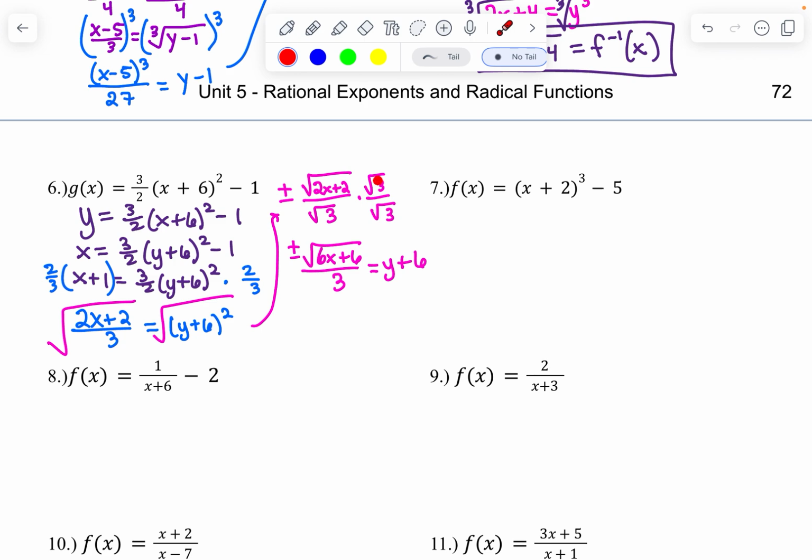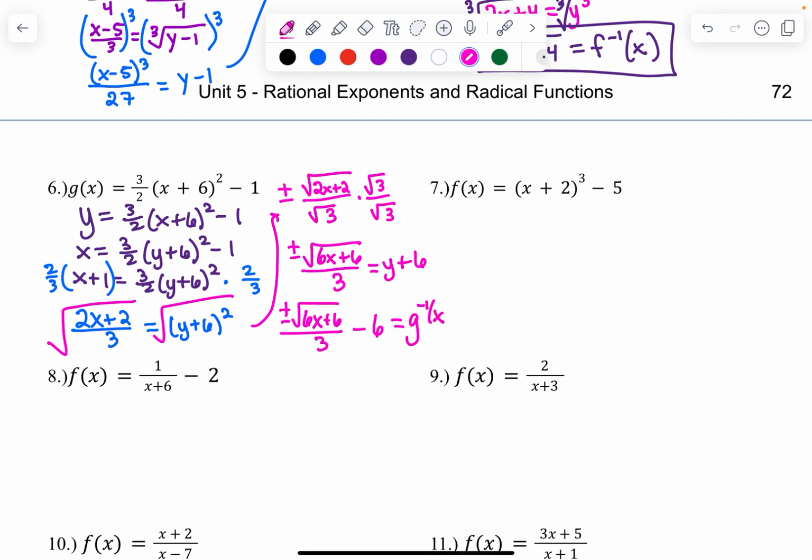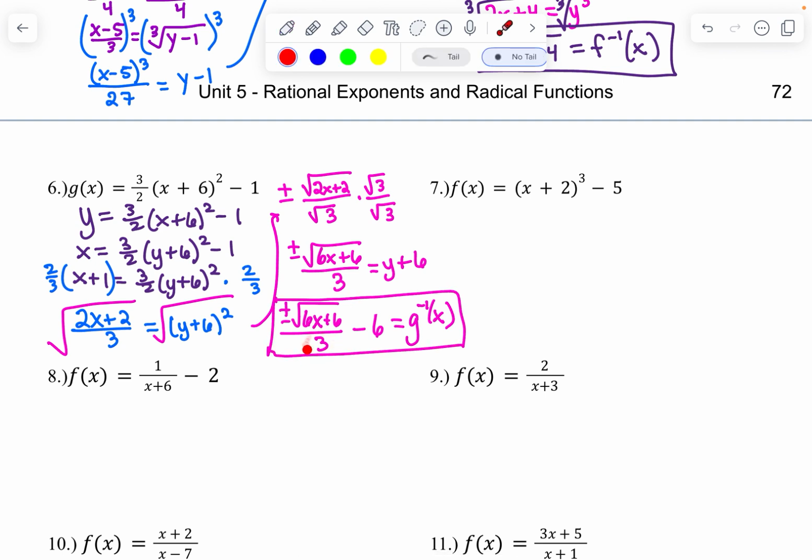Up here we can multiply because they're all under a square root, and so we get square root of 6x plus 6. And I'm going to finish by subtracting the 6 to the left-hand side. So plus or minus the square root of 6x plus 6 over 3 minus 6 equals y, but because it was in function notation, I'm going to go back to function notation and say g inverse of x. So we've got to make sure in our final answers we're always rationalizing any denominators.